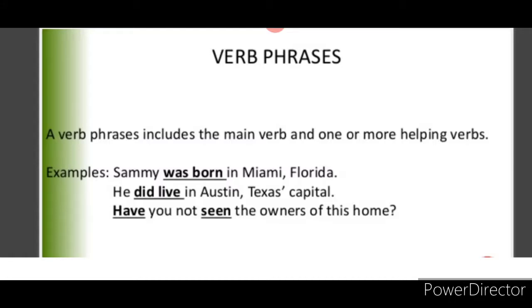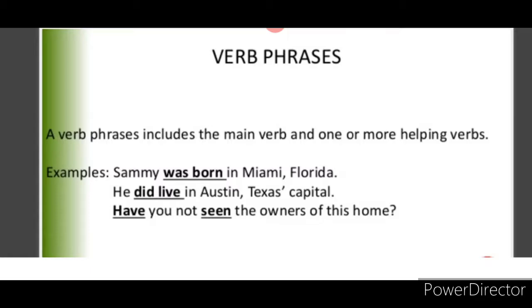Have you not seen the owners of this home? Children, sometimes a verb phrase gets interrupted by negative and interrogative sentences. Here we have a negative word, not. In between, have is the helping verb, seen is the action verb. In between, you and not are there. You all know you is a pronoun, and not is a negative. It is getting interrupted, so we need not worry about it. But "have seen" is the verb phrase.